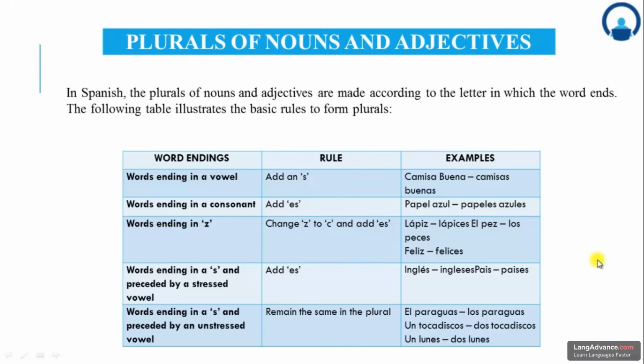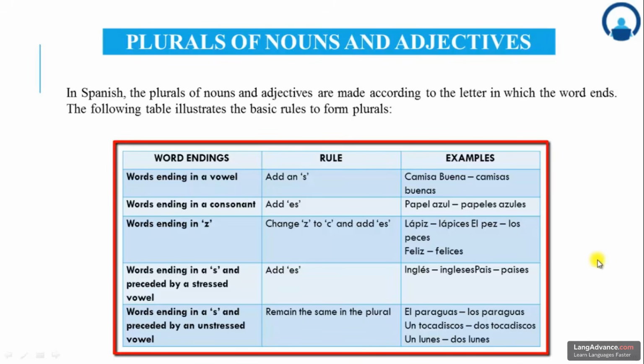Up till now we have seen the rules which were made according to the singular and plurals of any noun or adjective. But we haven't seen the rules of singular to plural itself. So now we'll be learning how the plurals are formed for nouns and adjectives in Spanish. In Spanish, the plurals of nouns and adjectives are made according to the letter in which the word ends. The table below will show you the rules of how to go from singular to plural.